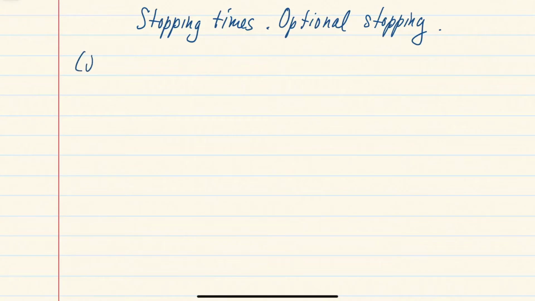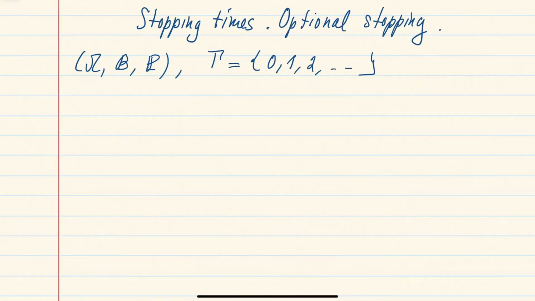Again, we consider some probability space. And here our index set will be just the natural numbers. Here we'll start from 0 for convenience. Now we'll again consider an increasing sequence of sigma algebras indexed by these integers. So we'll have sigma algebras Bn, which increase as you go up the sequence, and all of them are inside sigma algebra B on our probability space.